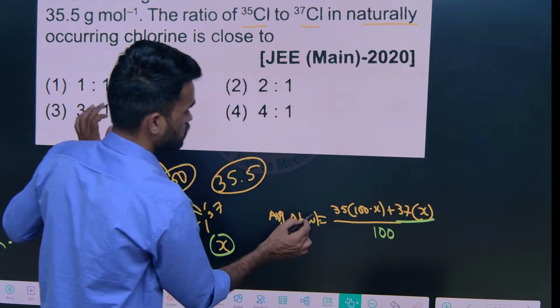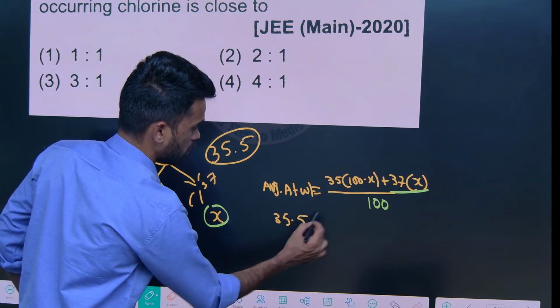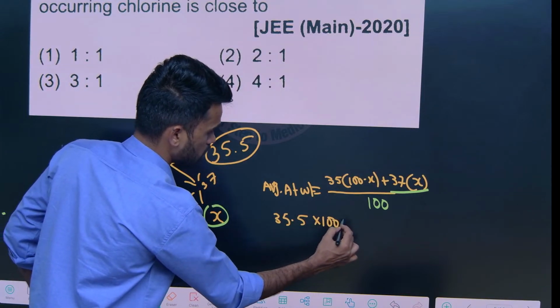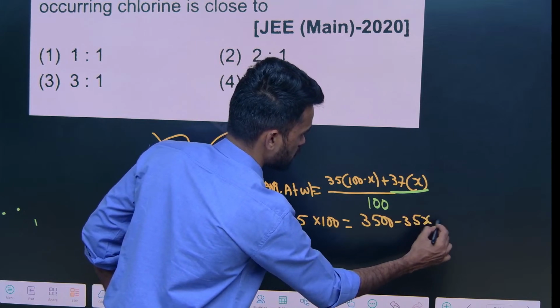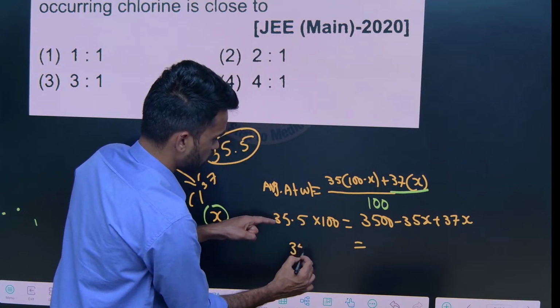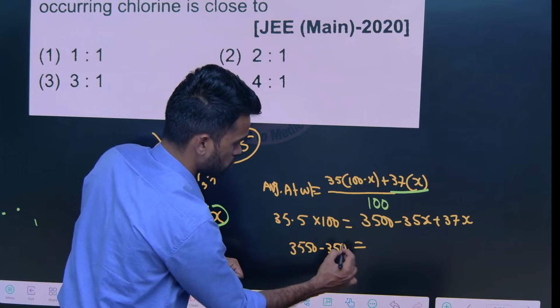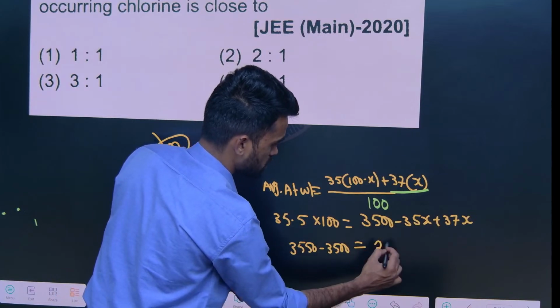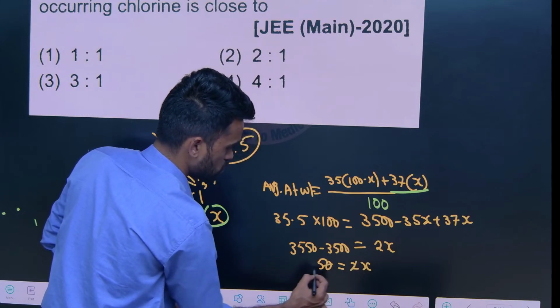Okay, simple. So the average is how much? 35.5 into 100. This is equal to 3500 minus 35x plus 37x. So this is 3550 minus 3500. So this will be 2x. Okay, so here it will be 50 equals 2x, so x is 25.